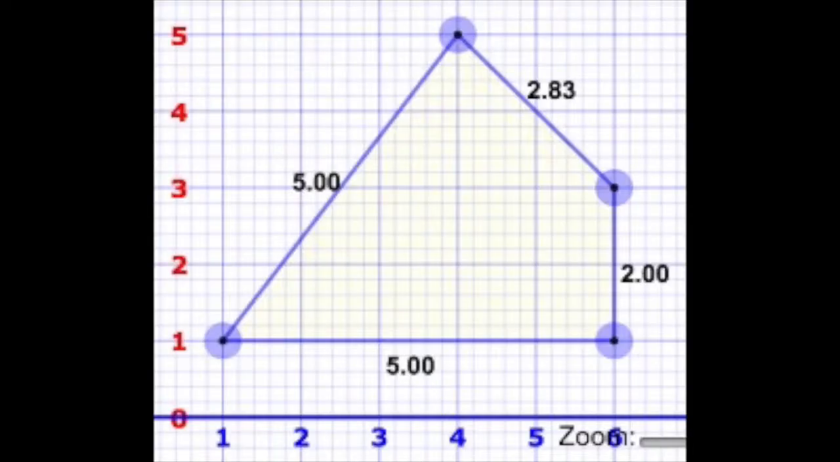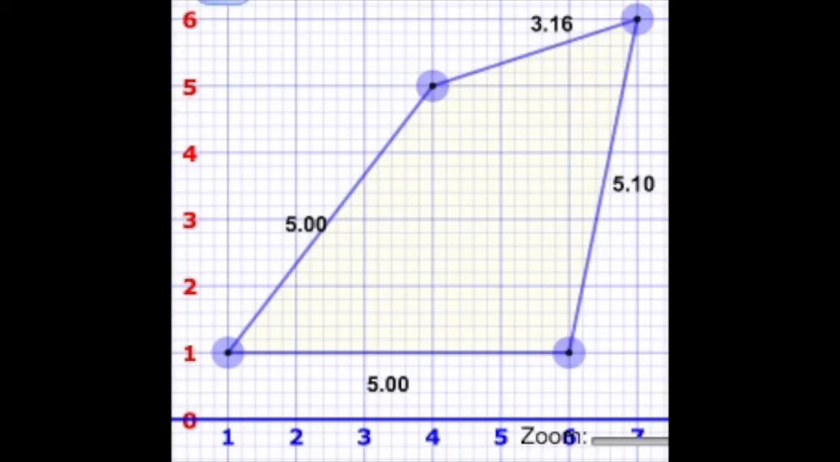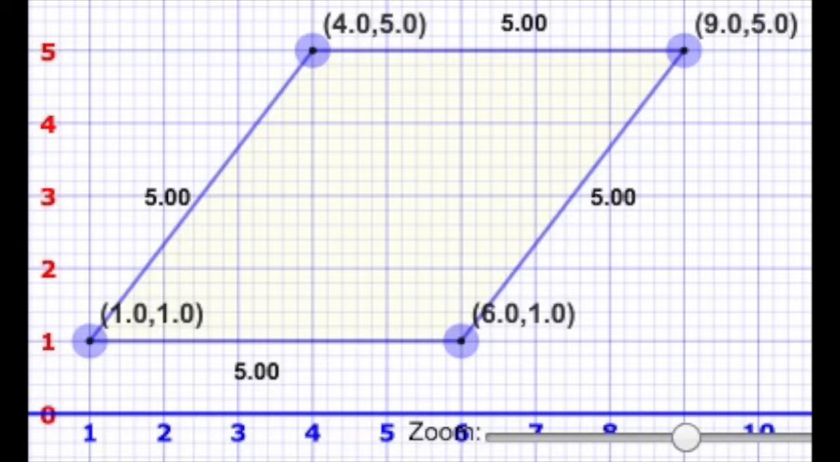With the quadrilateral, the fourth point could be nearly anywhere as long as it is not collinear with any two of the 3 points. Here are 2 examples. Now for a parallelogram, students need to make the opposite sides parallel. So the missing point needs to be at 9, 5.